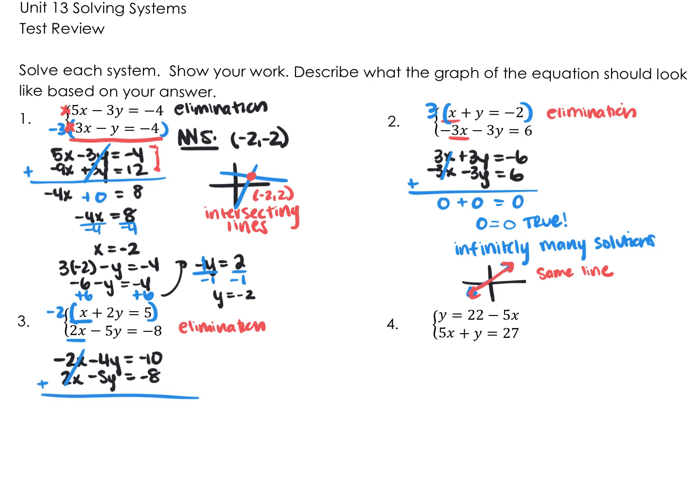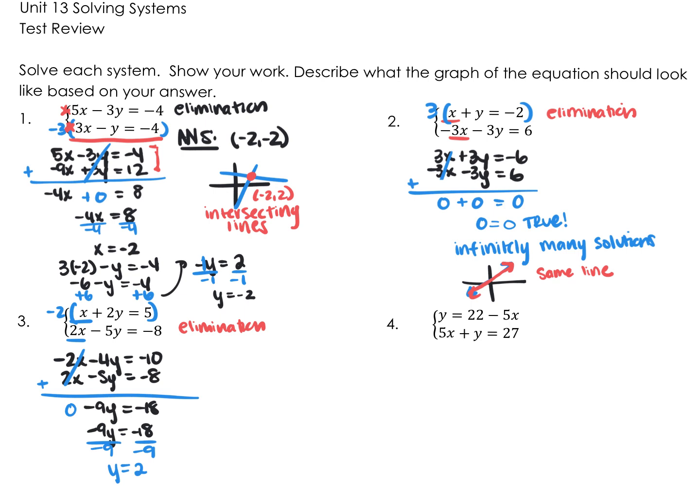My x's will eliminate or become 0. -4 plus -5 will be -9y. -10 plus -8 is -18. 0 minus 9y is just -9y. So then I'll divide both sides by -9, and we'll get y is equal to +2.